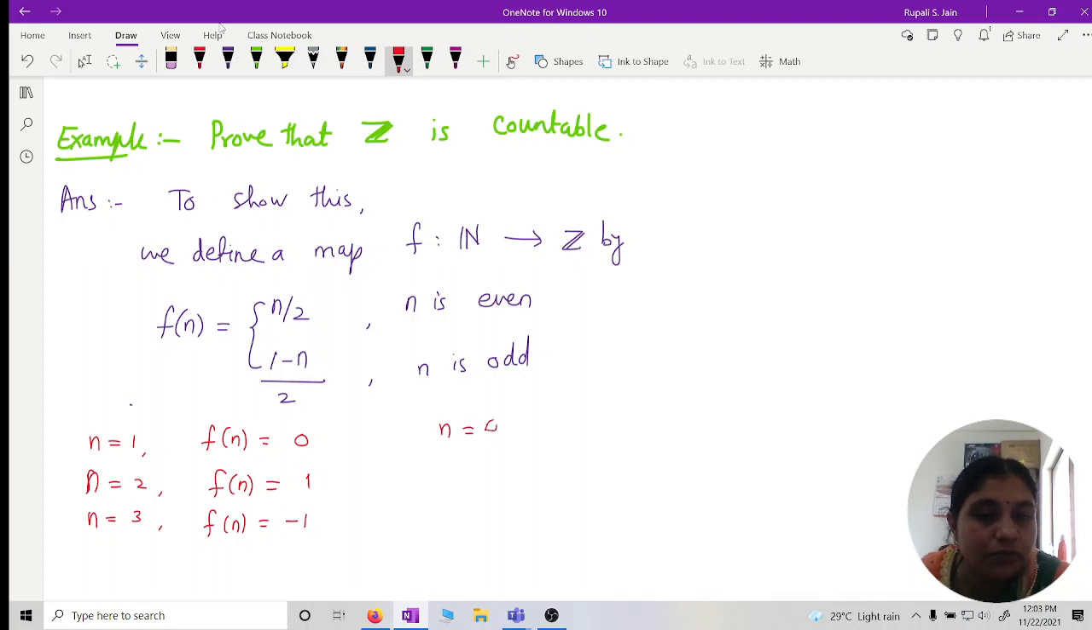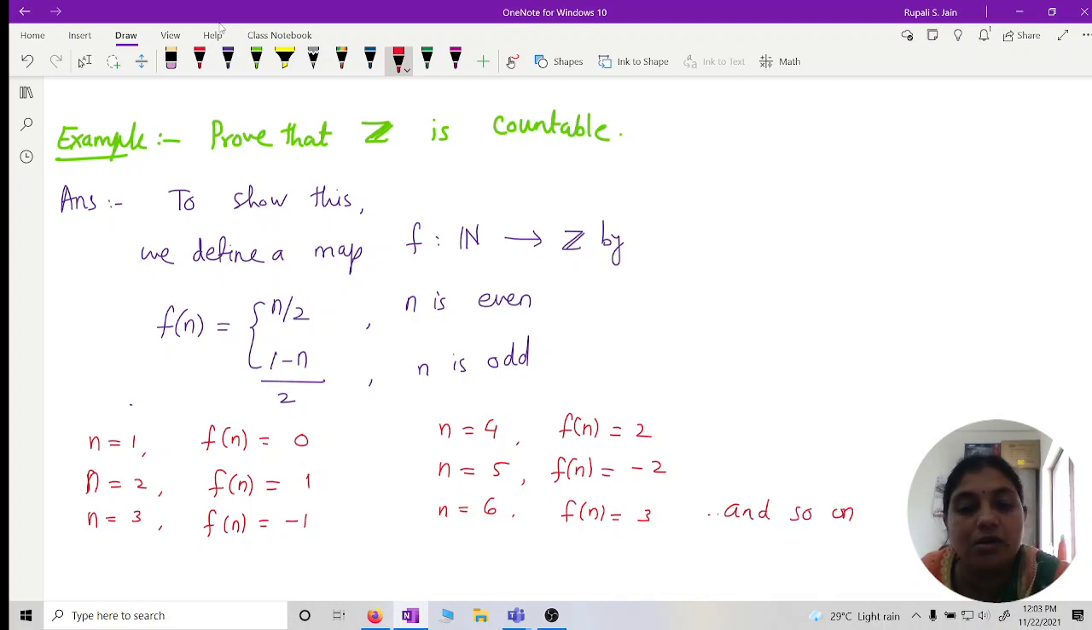For n is equal to 4, f of n will be 2. For n is equal to 5, f of n will be minus 2, and so on. Is that okay? Yes, ma'am. Okay, 3 and so on.